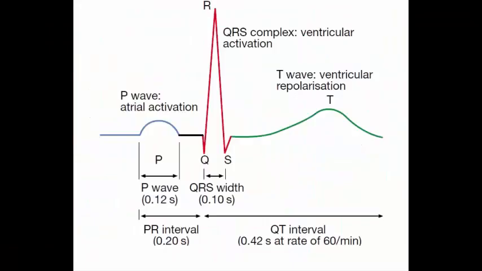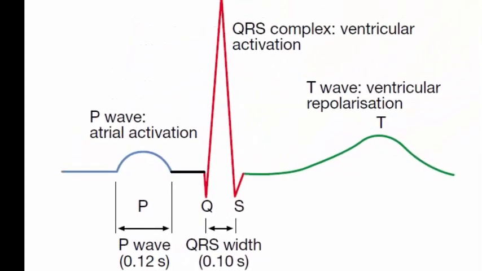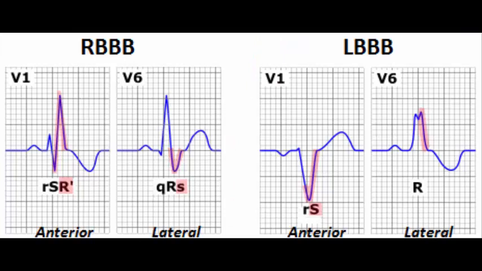PR interval. Normal interval is 0.12 to 0.20 seconds. Prolongation denotes impaired AV nodal conduction. A short PR interval occurs in Wolff-Parkinson-White syndrome. QRS duration. If more than 0.12 seconds, then ventricular conduction is abnormal, as in left or right bundle branch block.